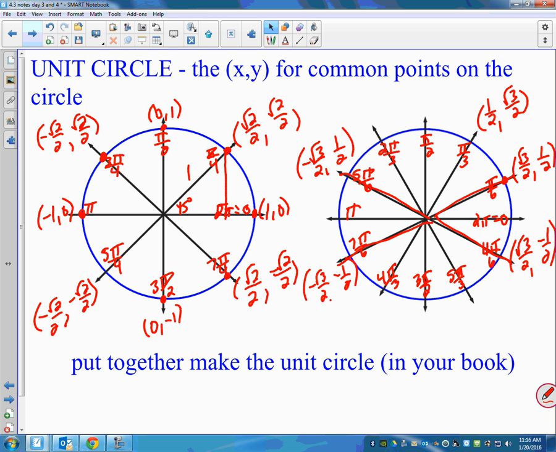And we just flip it. Go all the way around. So this is negative 1/2, radical 3 over 2. This 4 pi thirds is negative 1/2, negative radical 3 over 2. And 1/2, negative radical 3 over 2.